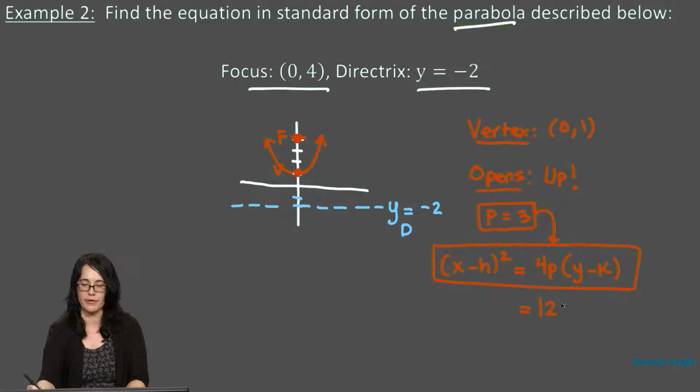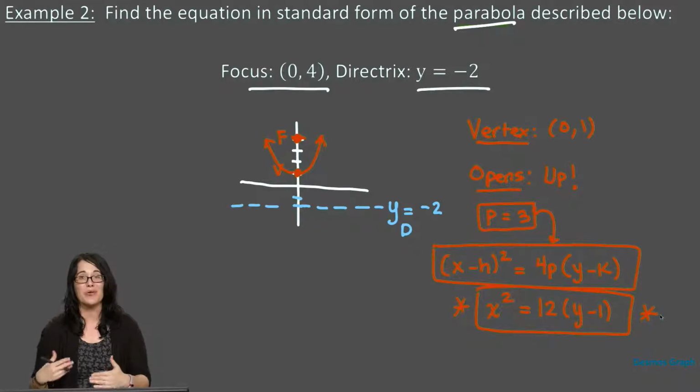Okay, what else do I know? Well, I know that my vertex was 0, 1, so this should be y minus 1, and x minus 0 is just x, so I could just write x squared equals 12 times the quantity y minus 1. This would be my answer in standard form. I will tell you that in some textbooks, they'll go ahead and distribute that 12 and give you 12y minus 12, and then you'd have to work backward to get it in standard form. So be aware of that. Sometimes it's almost in standard form, but not quite.